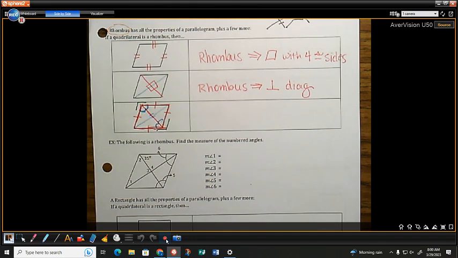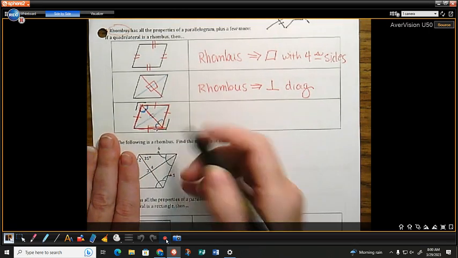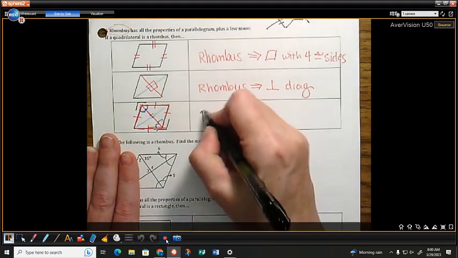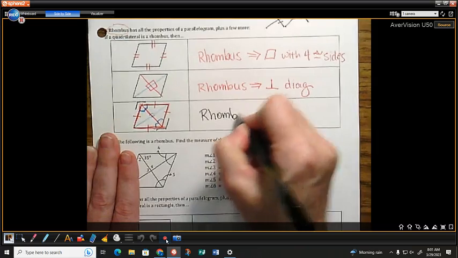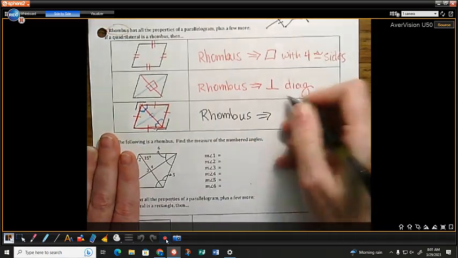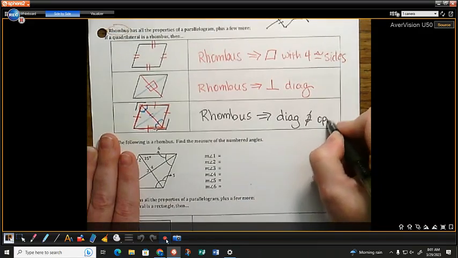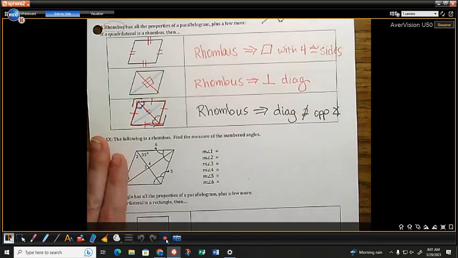What do congruent adjacent angles imply? Angle bisectors. So if you have a rhombus, the diagonals bisect the opposite angles. So, a new implied statement. So the diagonals bisect opposite angles. Does it work both ways?